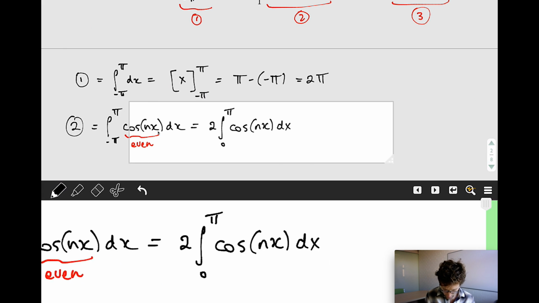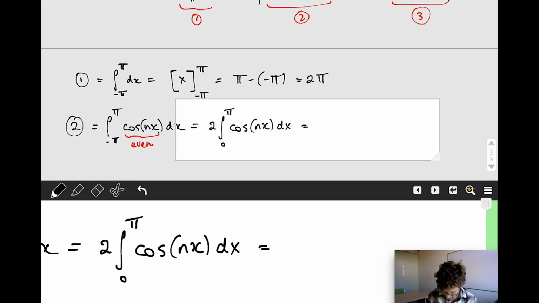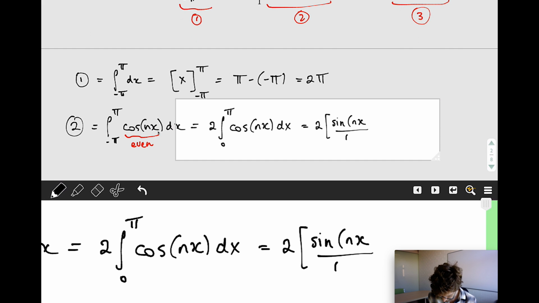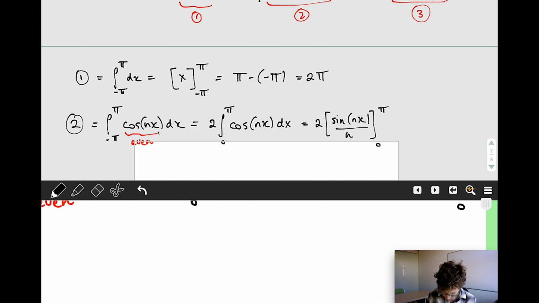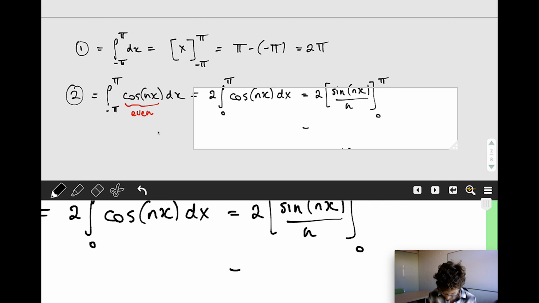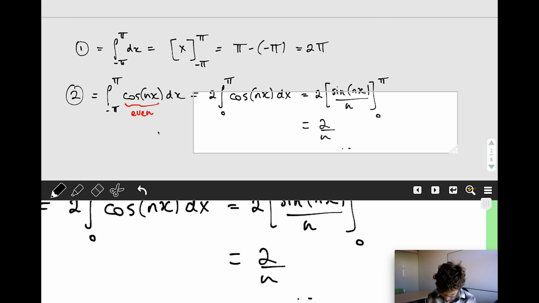It's a useful little trick, and we'll use it many times. So the integral of cosine nx is going to be sine nx over n from 0 to pi. And so that's going to give me 2 over n sine of n pi minus sine of 0.